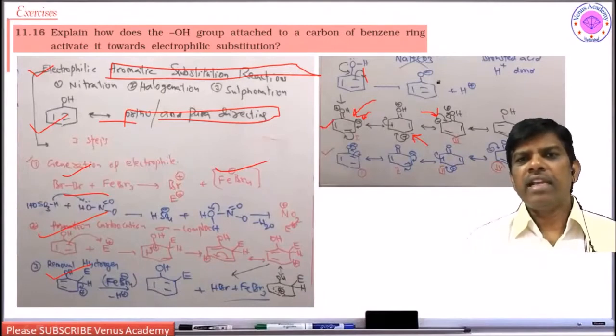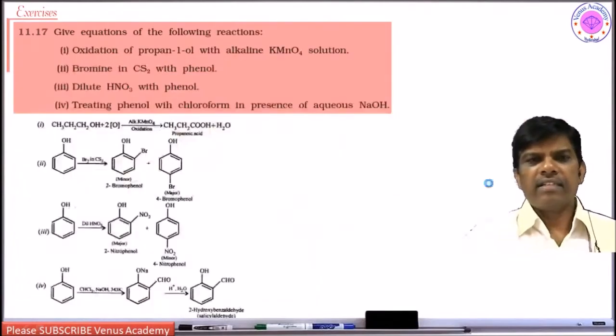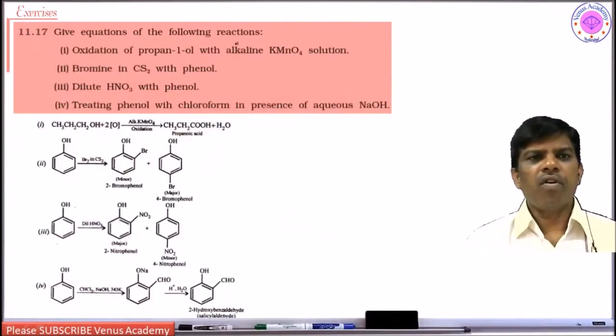So that is why it easily loses H+ ions to get more stable structures of this O negative. So how many structures are possible in simple phenol? It is going to attain only 3 structures, whereas after losing H+ ions it is going to have more resonance structures, that is 4 structures. Yes. Next, give equations of the following reactions.